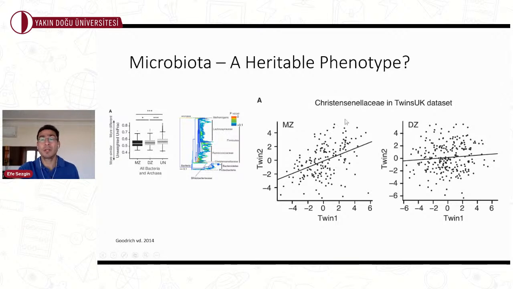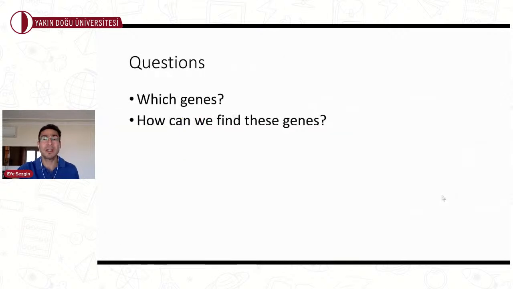So they are more highly correlated. If one of the twins has a higher amount of Christensenellaceae, the other monozygotic twin also has a higher level. This relationship seems to degrade when you look at the dizygotic twins and the unrelated individuals. Okay, so this was the first clue that microbiota can be heritable. But the questions are still arising.